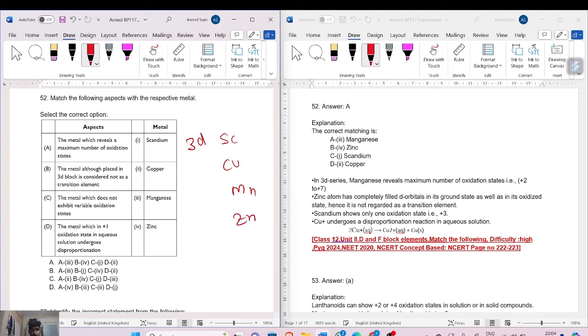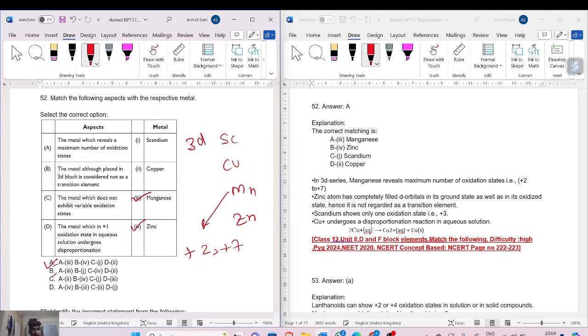As we have studied, manganese has the maximum number of oxidation states, ranging from +2 to +7: +2, +3, +4, +5, +6, +7. So the maximum number of oxidation states will be shown by manganese. So A3. The next part: the metal which, although placed in the 3d block, is not considered a transition element. It is a very famous statement from the NCERT book. So it is zinc. So A will be the correct answer.